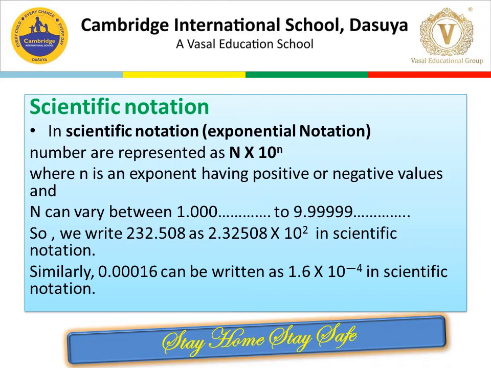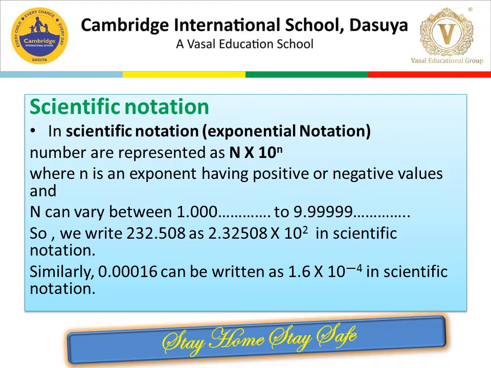That means if we have to write 232.508, then in scientific notation it can be written as 2.32508 into 10 power 2. Now you must have noticed that while writing the number in scientific notation, the decimal had to be moved to the left by 2 places, and the same is the exponent 2 of 10 in the scientific notation.